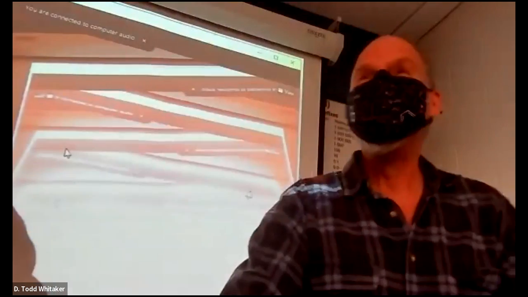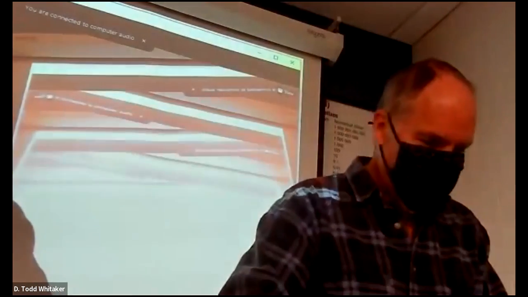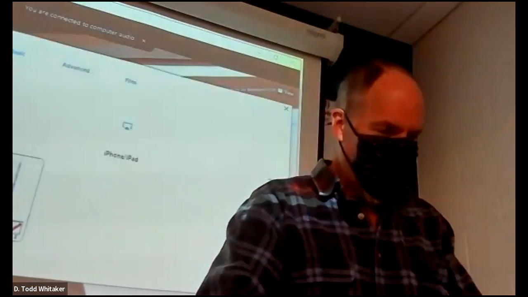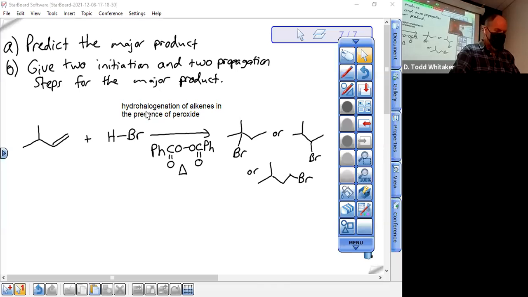Oh, hi. We're rolling here, everybody. We had a request to do the radical hydrohalogenation of alkenes in the presence of a peroxide. Here's benzoyl peroxide, the active ingredient in many acne medicines. And it's also the starting molecule for our first initiation step.